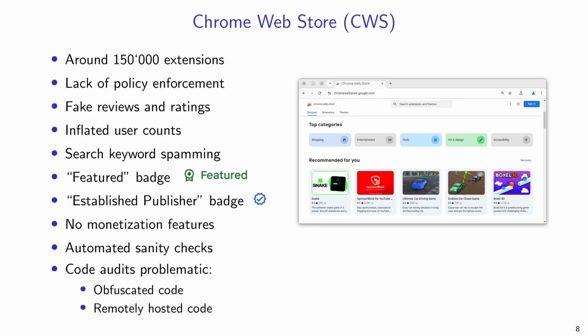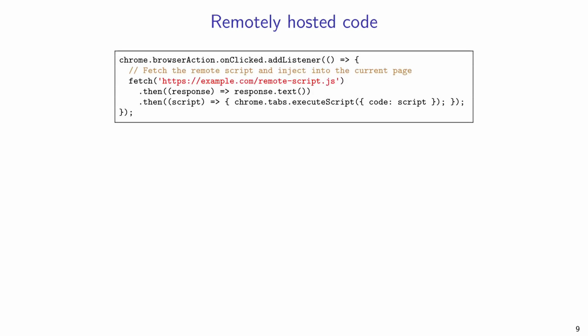A bigger problem, however, is remotely hosted code, where the extension executes code downloaded from a remote server. This renders code auditing pretty meaningless, as the behavior of the extension depends on the code provided by the remote server. For instance, an extension can use this type of code to fetch a remote script and inject it into the current web page. Malicious extensions exploit this functionality to hide their harmful behavior.